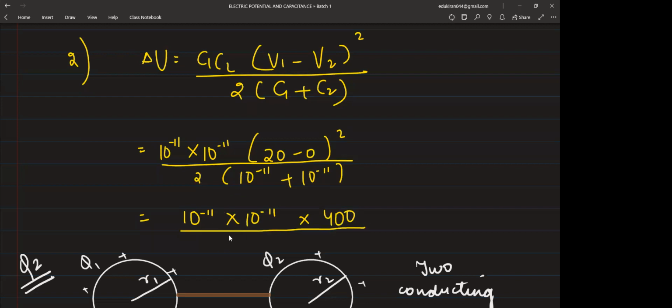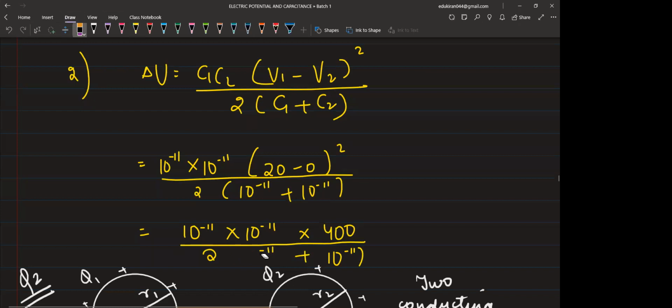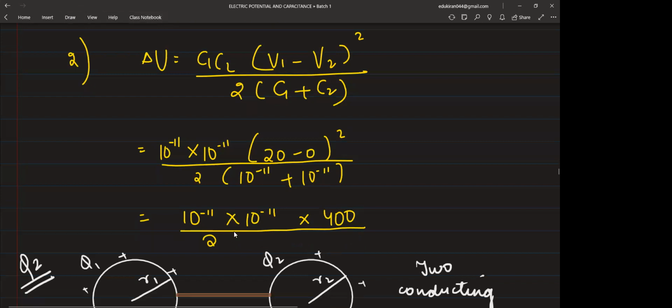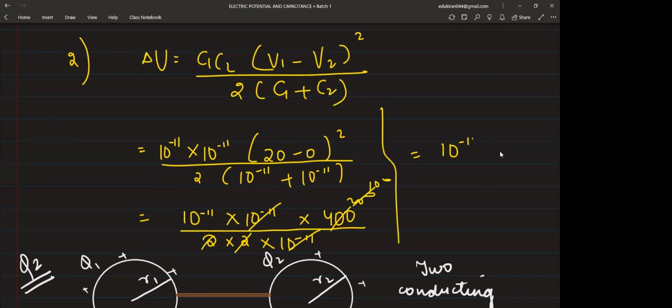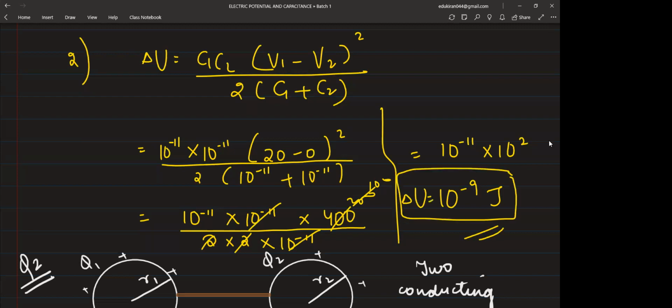Divided by this. See, this is 2 into 10 to the power minus 11 plus 10 to the power minus 11. This denominator can also be written as 2 into 10 to the power minus 11. So 400 by 2 is 200, so this is 10 to the power minus 11 into 10 to the power 2. So 10 to the power minus 9 joules is the energy loss. These are the answers. Write it. Sharing of capacitors is completed.